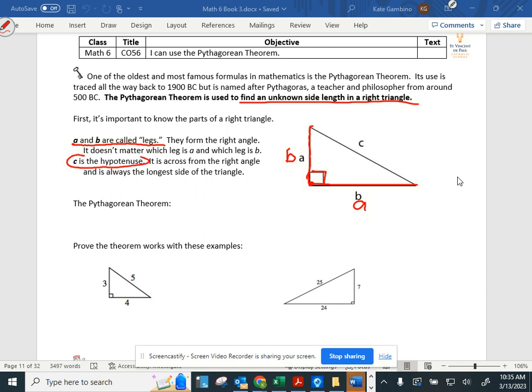This is important. C is the hypotenuse. It's always directly across from that right angle. So C is always across from the right angle. A and B make the right angle. C is across from it. So the Pythagorean theorem is A squared plus B squared equals C squared. So you need to write that down. It is important. A squared plus B squared equals C squared.